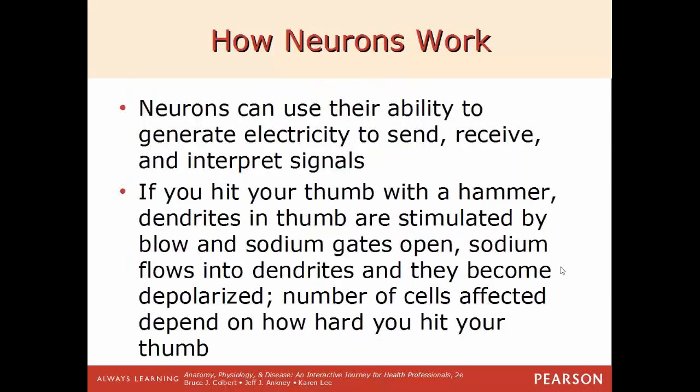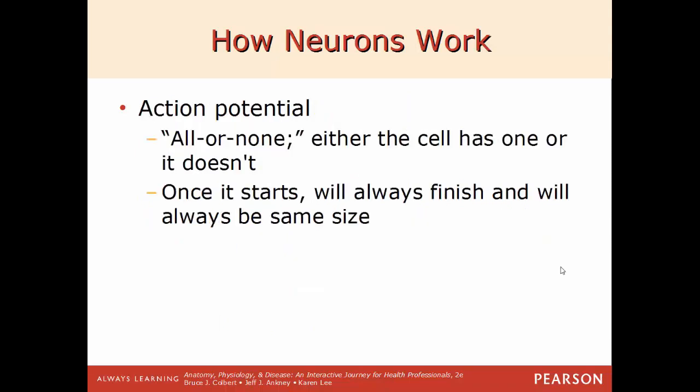Now, neurons can use their ability to generate electricity to send or receive or even interpret signals. If you hit your thumb with a hammer, dendrites in your thumb are stimulated by this blow, and sodium channels open. Sodium flows into dendrites, and they become depolarized. And the number of cells that are affected depends on how hard you hit your thumb. And like we mentioned a second ago with the action potential, this is an all or nothing process. Either the cell has it or it doesn't. And once it starts, it will always finish and will always be the same size.